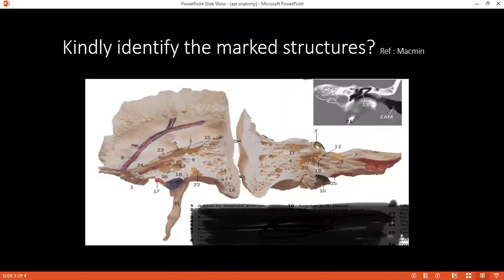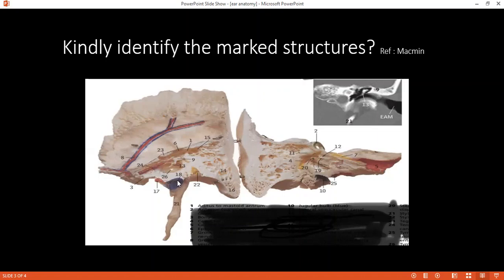All right. Would you be able to tell me what this red impression labeled as 8 represents? It might be a middle meningeal vessel, middle meningeal artery. Okay. Can you please identify this structure labeled 24, red? Stapedial artery, ma'am.